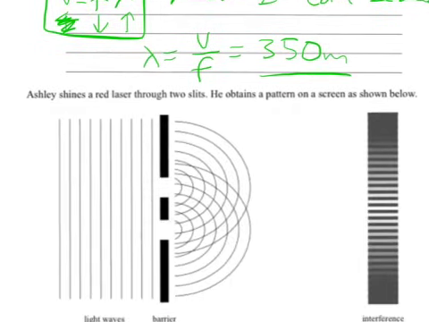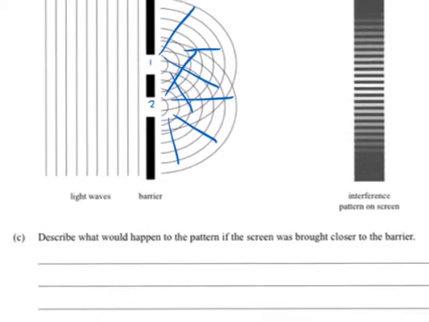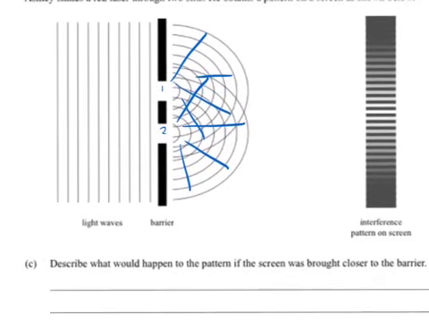Yeah, moving on. Ashley shines a red laser through 2 slits. He obtains a pattern on a screen as shown below. And this is your classic 2-point source interference. We've got point source 1 and point source 2, and they're point sources because they're radiating out evenly in all directions from both of these sources. Okay, describe what would happen to the pattern if the screen was brought closer to the barrier.